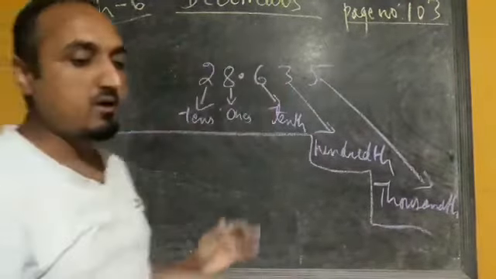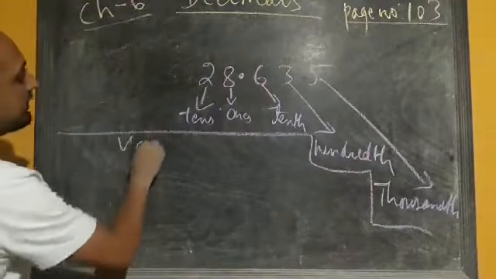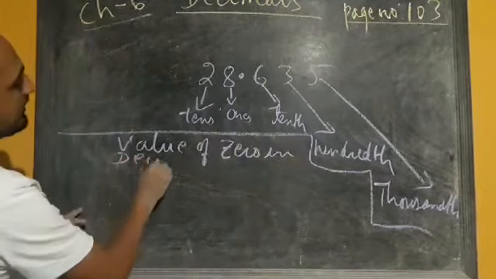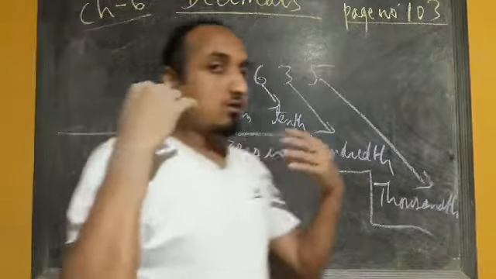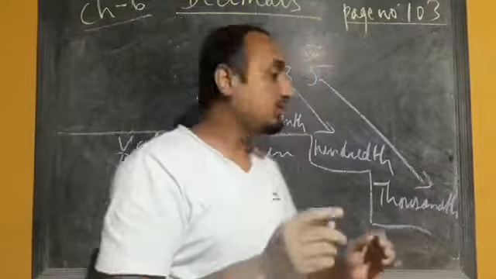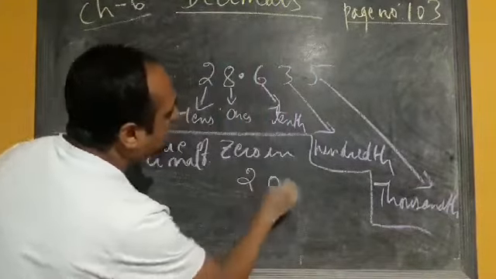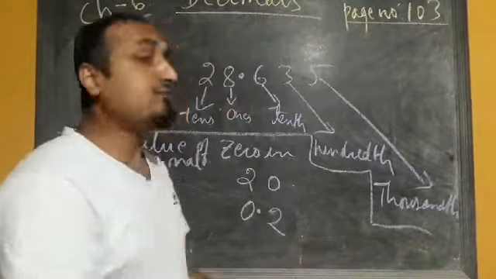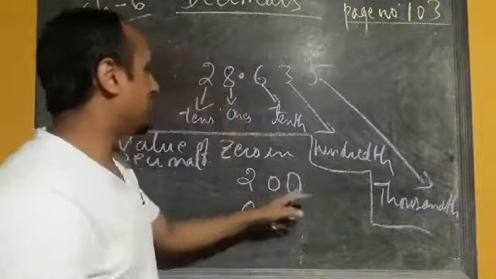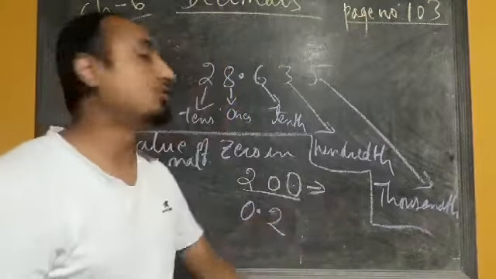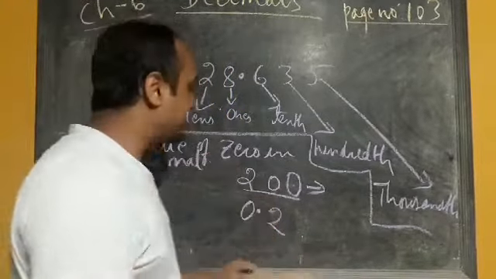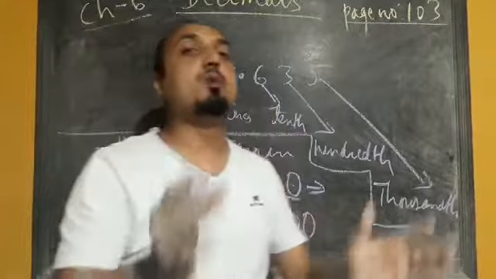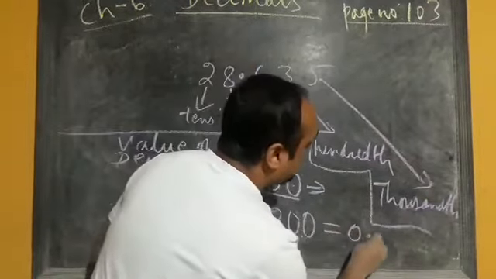Next concept I am going to explain to you: the value of zero in a decimal. How will the number change if we put zero? Suppose we have one number, 20, and 0.2. Now if I put a zero at the end of 20, the number will change to 200. But for a number after the decimal point, suppose we have 0.2, if I put 00, then the value will remain the same. So this is nothing but 0.2.